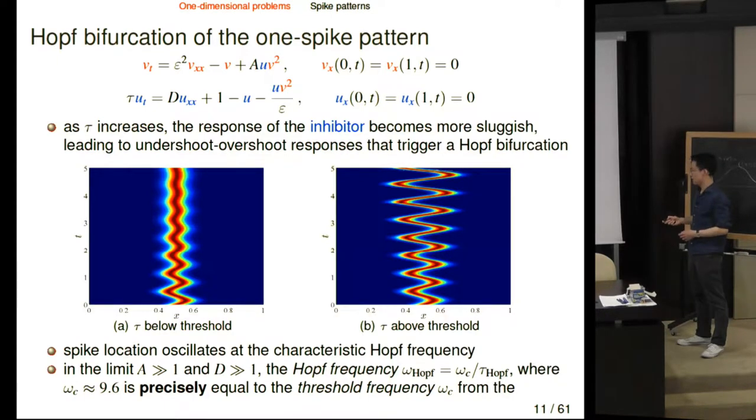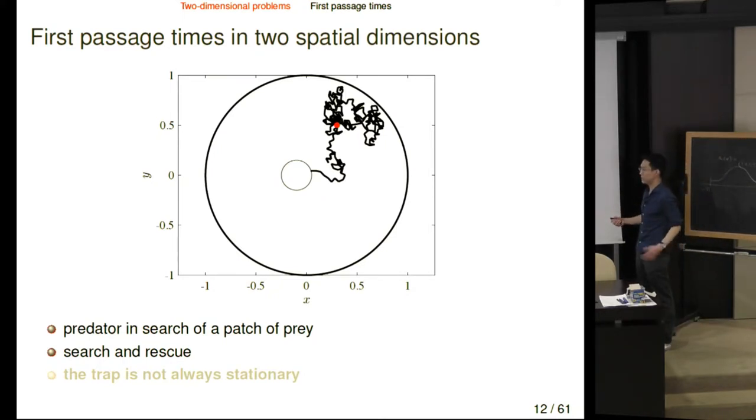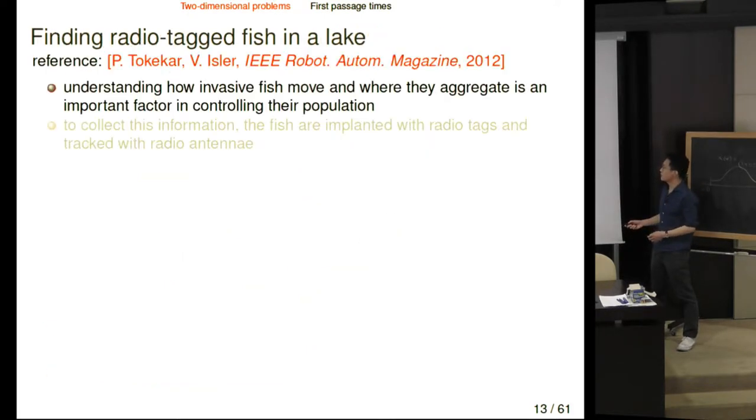Okay. All right. So let me move on to 2D. This is a typical diagram in 2D, predator-prey or search and rescue. And the point here is that the trap is not always going to be stationary. I'm going to show an example here where the trap is not stationary and an optimization problem naturally arises.